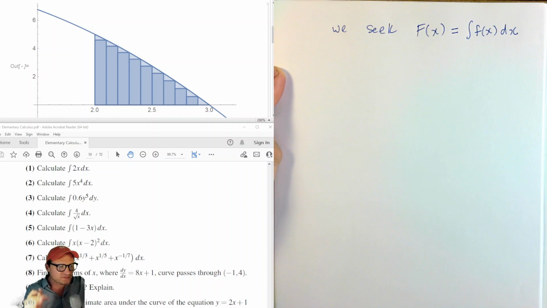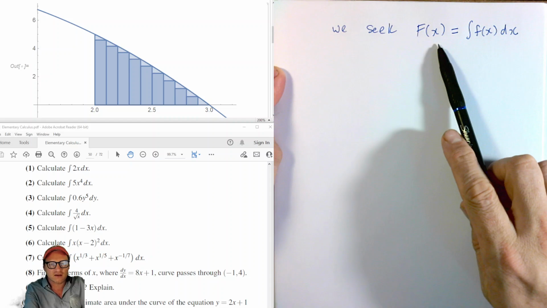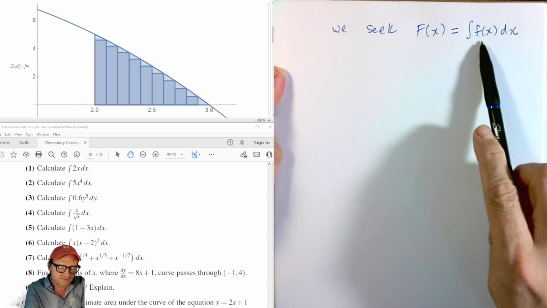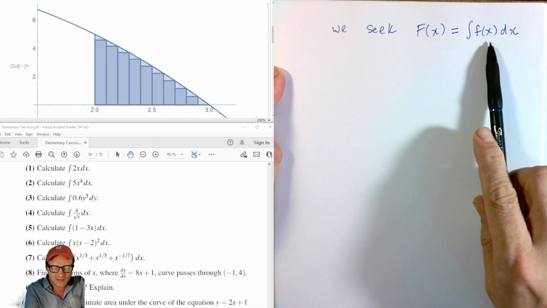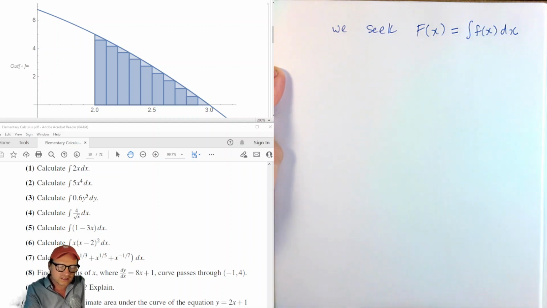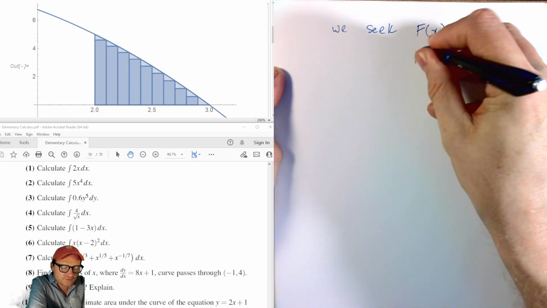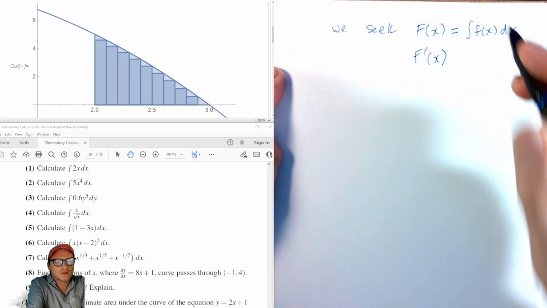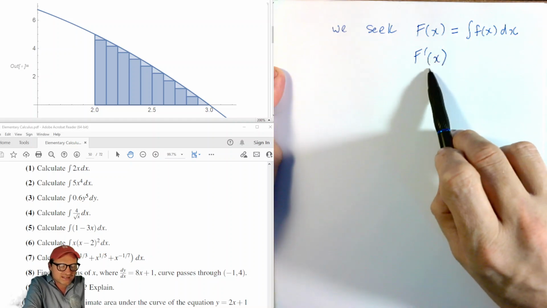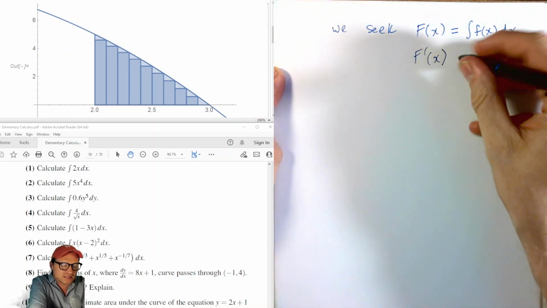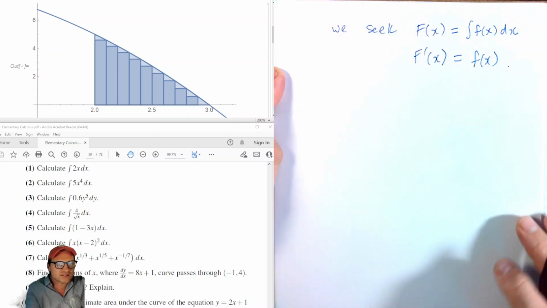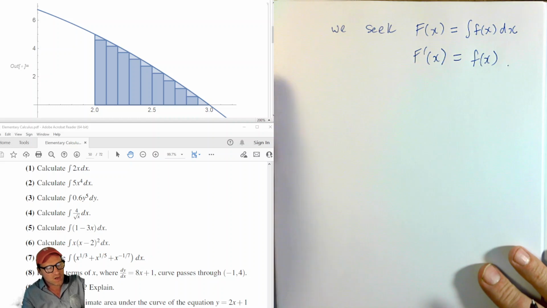Okay, let's begin with the description of an antiderivative. We seek a function uppercase F of x such that it is the antiderivative of lowercase f of x. Equivalently, the first derivative of uppercase F of x is equal to lowercase f. Let's see some examples in question 1.